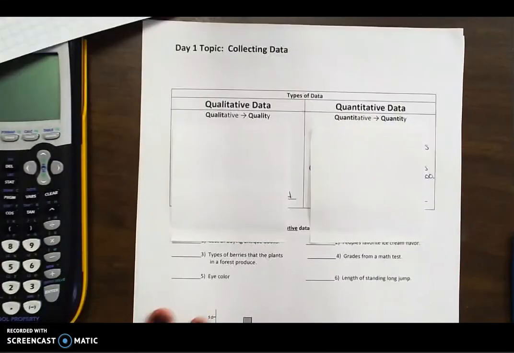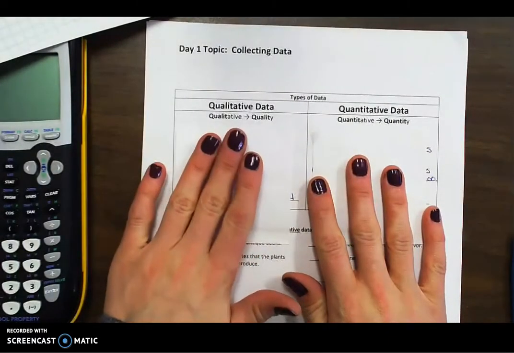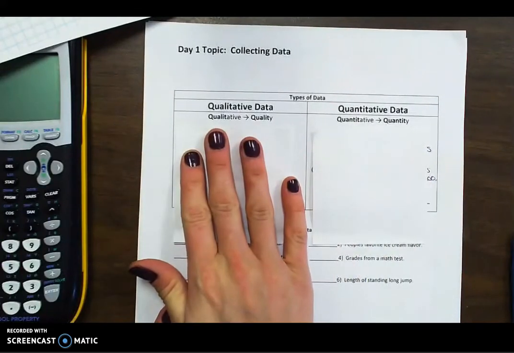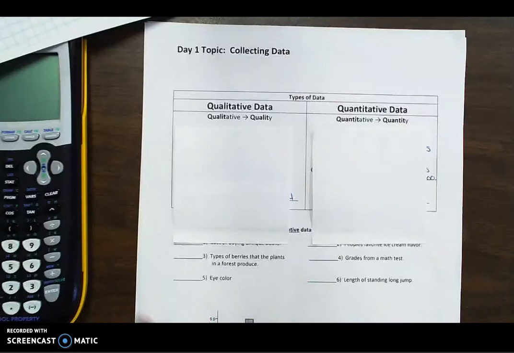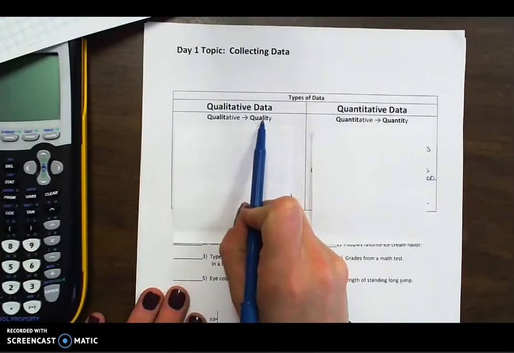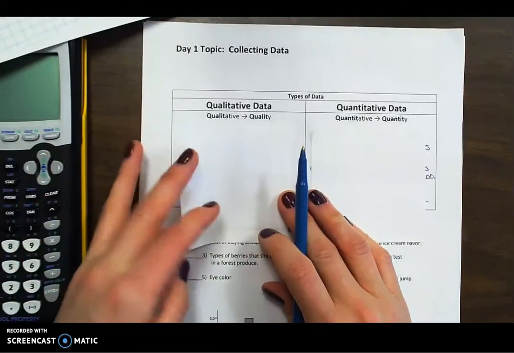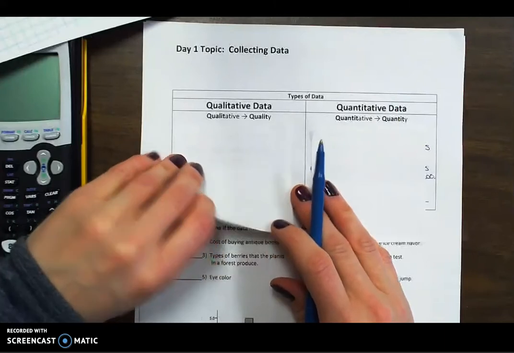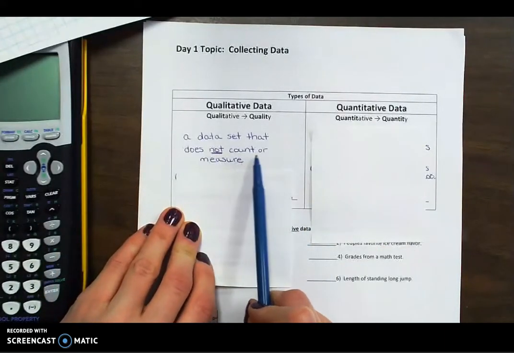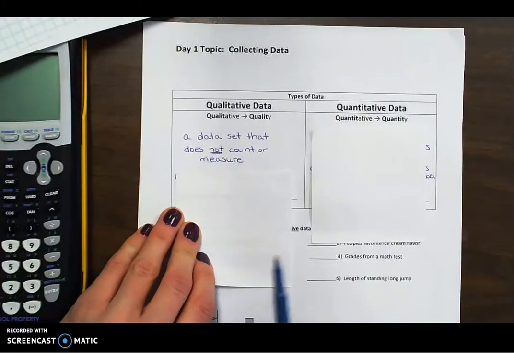All right, so different types of data. We have 2 different types of data. We have qualitative and quantitative. So let's take a look at qualitative first. Now, if you look at the very first few letters of qualitative, it looks like the word quality. And if you can remember that, you're going to do pretty good. So quality or qualitative data is data that does not count or measure. So it's a data set that does not count or measure.